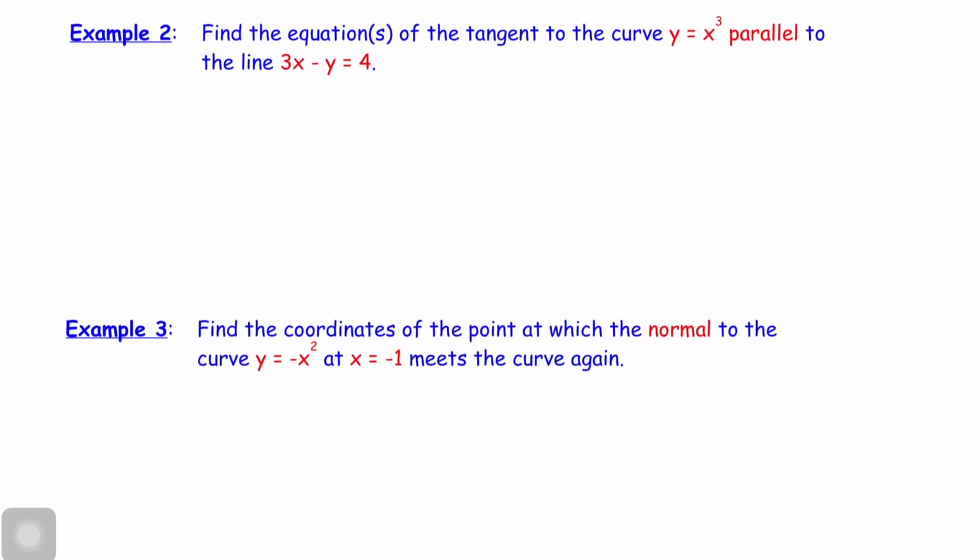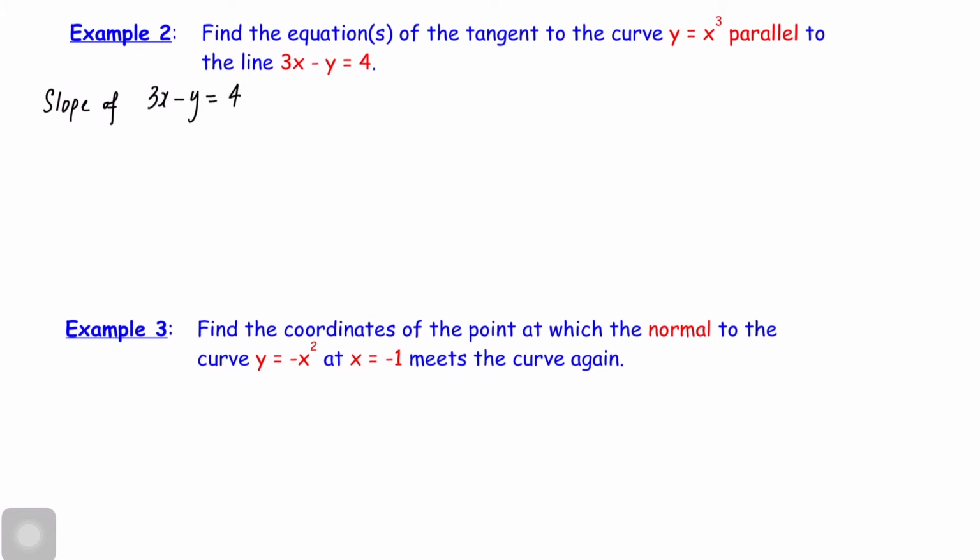So let's take a look at another question. Find equations of the tangent to the curve y equals x cubed that is parallel to the line 3x minus y equals 4. Once you see the keyword parallel to the line of, you know that we're going to extract some information, which is the slope of 3x minus y equals 4.